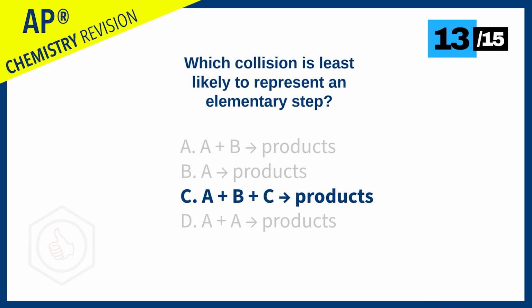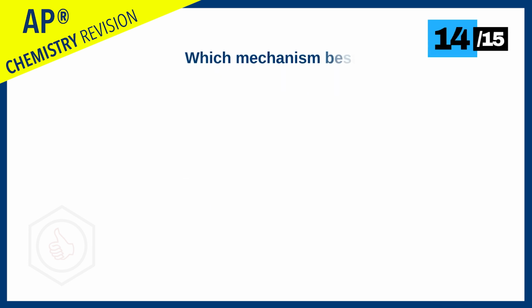The answer is A plus B plus C going to form products, because this would be a collision that would involve 3 particles, a termolecular step. This is highly unlikely, as it involves 3 particles having to collide with sufficient energy and orientation at the same time. Which mechanism best illustrates acid-base catalysis?